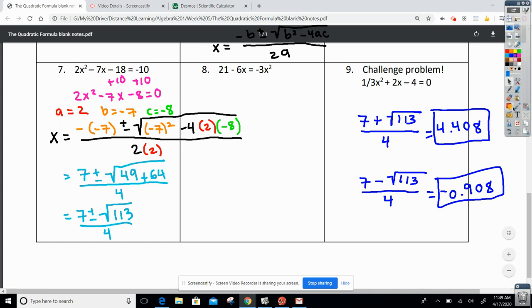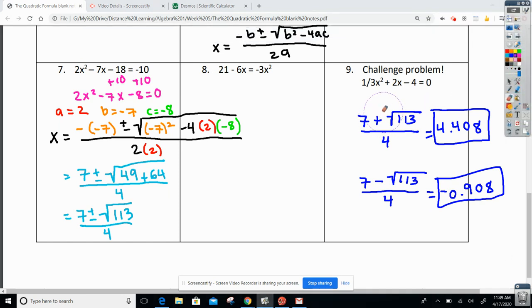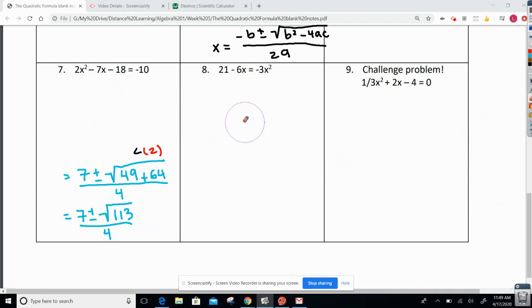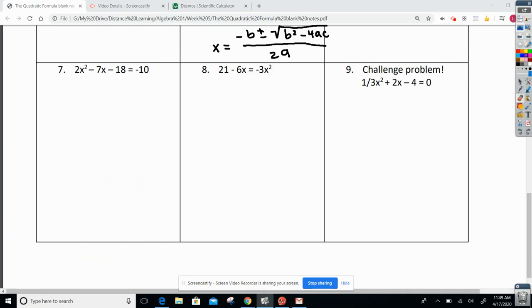I'm going to clear this off. We're just going to erase it like this so I don't erase my formula, and save some time. All right, number 8. First thing that I need to do, just like always, is make sure it's in standard form. And it's not. So to put it in standard form, first thing I'm going to do is add 3x squared to both sides. That gives me 21 minus 6x plus 3x squared equal to 0.